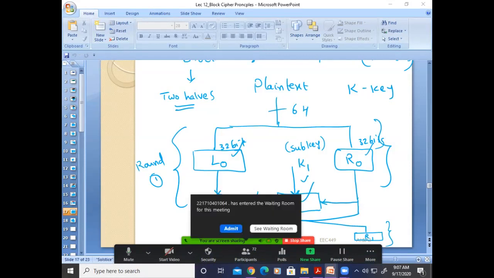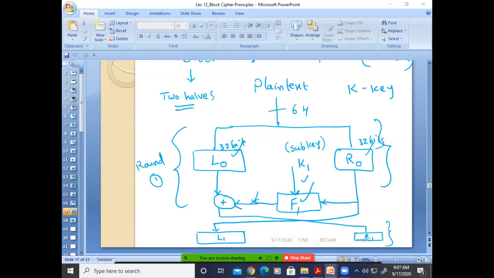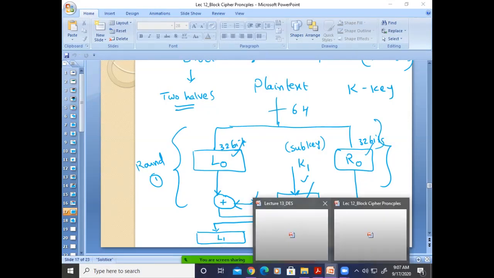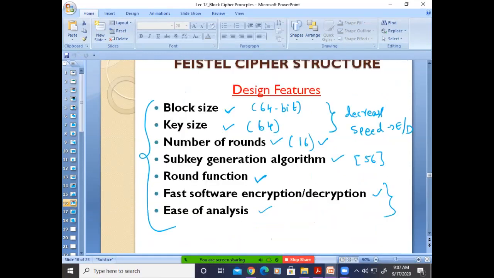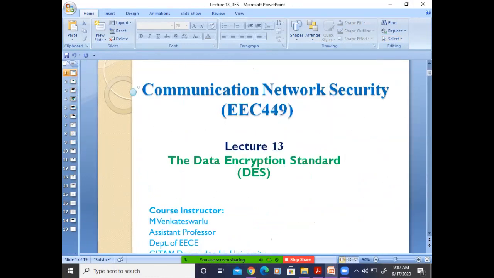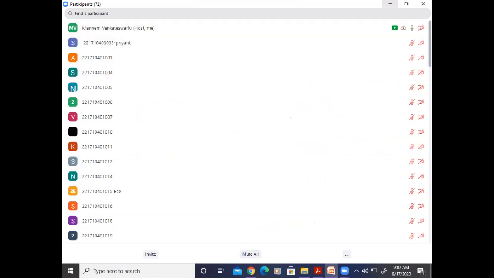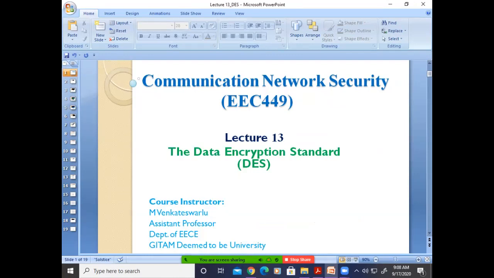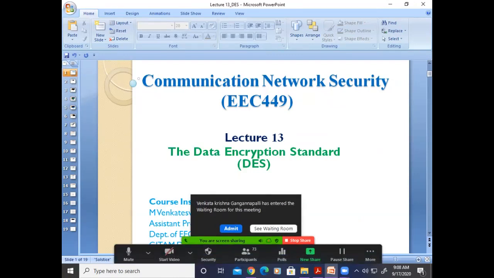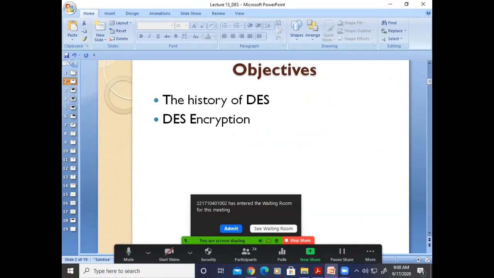So that was the Feistel structure. DES is based on the Feistel structure only. Clear, right? The Feistel structure, and what the key size, block size, etc. are. What we are going to discuss in today's lecture is the history of DES and the DES encryption. Those are the two objectives of today's lecture.